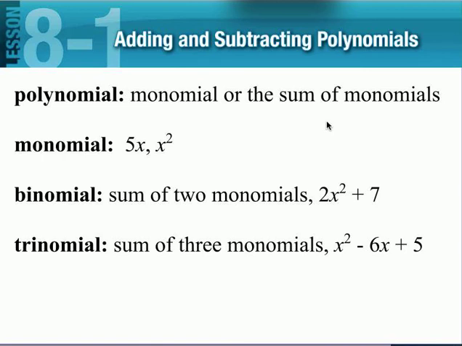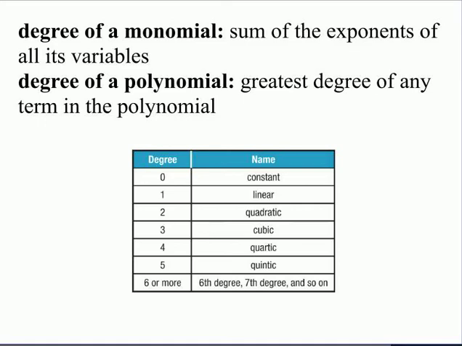Okay, so with that in mind, I don't know if you necessarily need to write this all down. Specifically, I think what you should write down is the degree of a polynomial. The degree of a monomial is the sum of the exponents of all its variables. And then the degree of a polynomial is the greatest degree of any term in the polynomial.